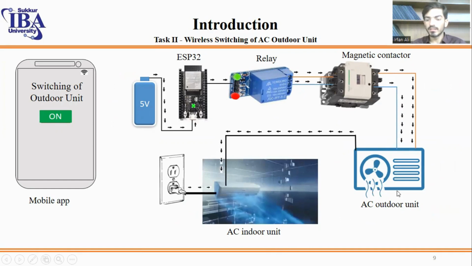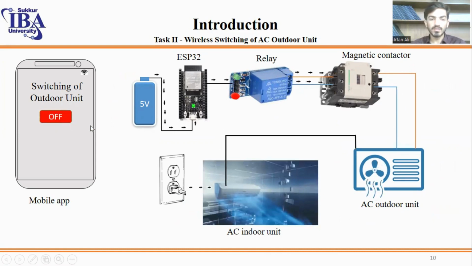The magnetic contactor then switches the AC outdoor unit. Just like this, when the user gives a command through the mobile app, the ESP32 turns off the relay. You can see here from this LED that it is not turning on now. Then the relay initiates a command to the magnetic contactor, and the magnetic contactor opens the circuit, and current does not flow to the AC outdoor unit.